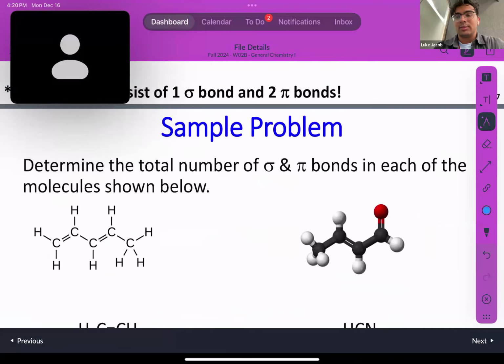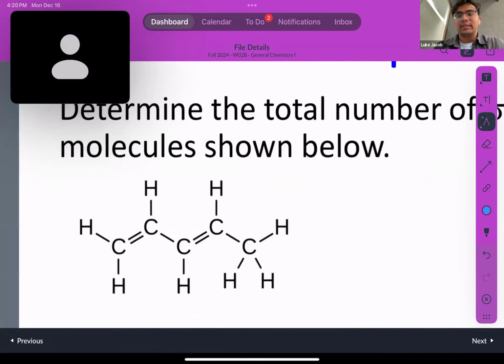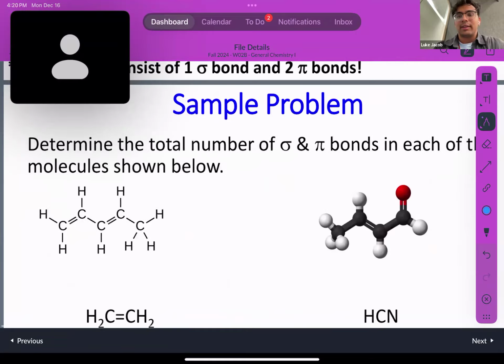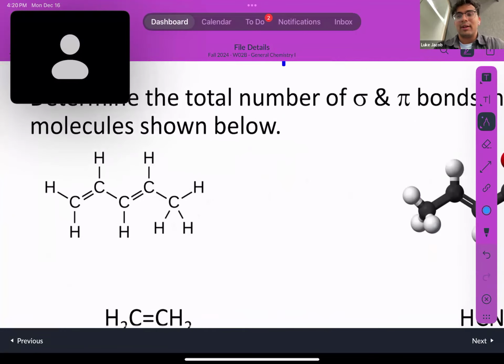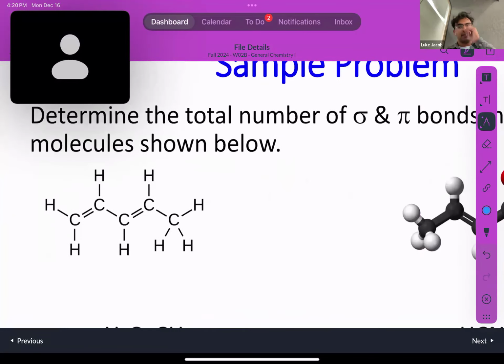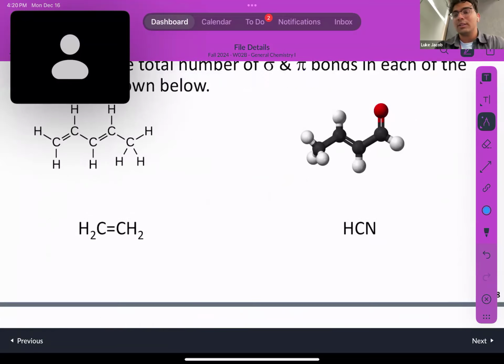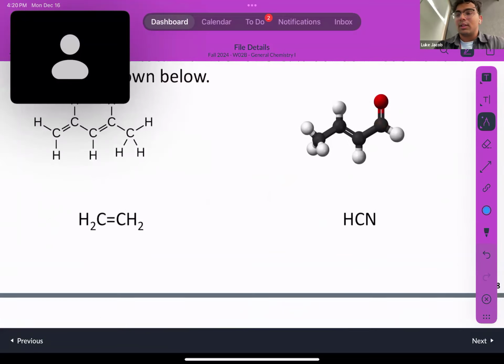Okay, so he went over this stuff. There's going to be some sort of molecule like this, or a bigger molecule, and it's going to ask you to figure out all the sigma bonds, all the pi bonds. So that's important. All right.